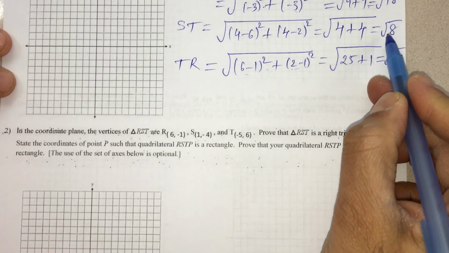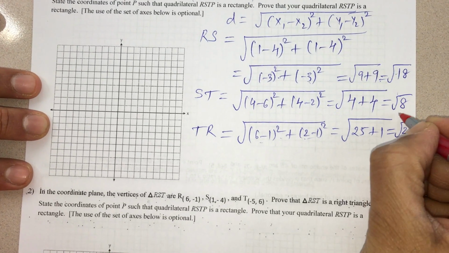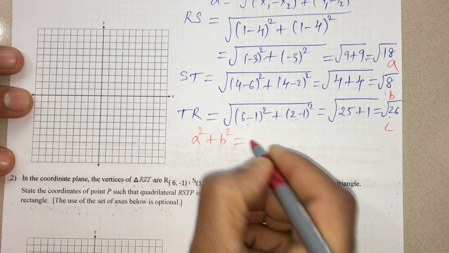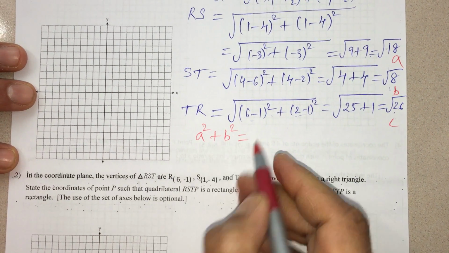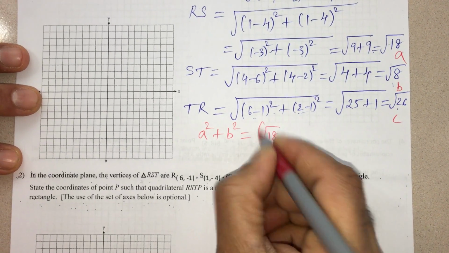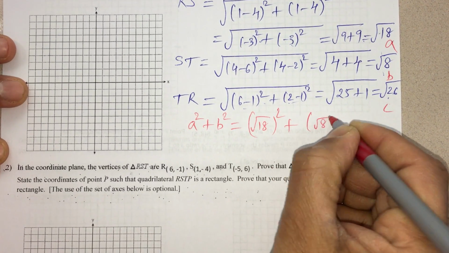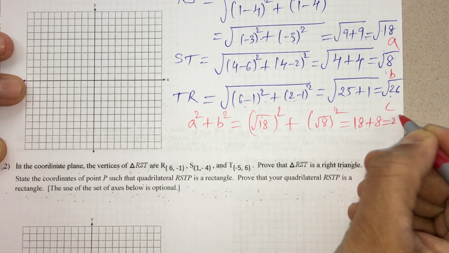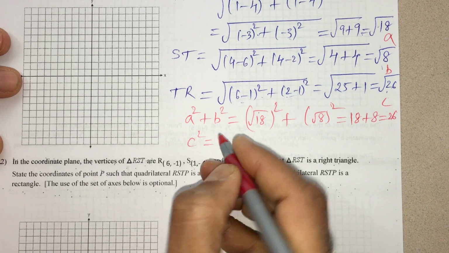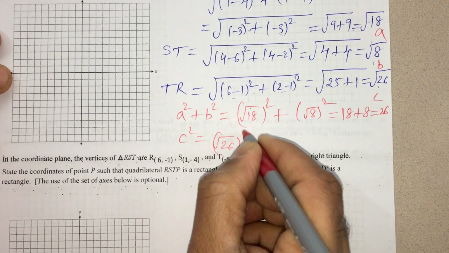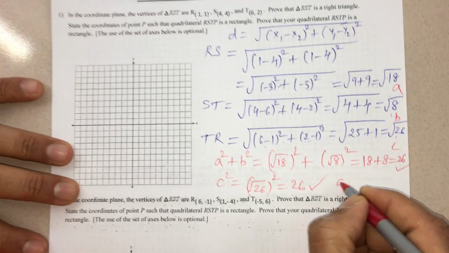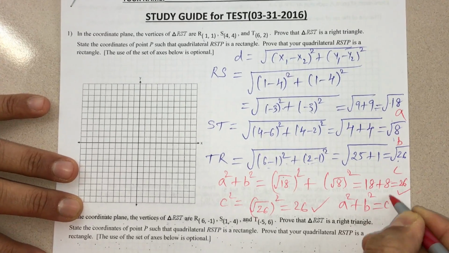See, this is bigger than these two. That's why I'm calling this C, whereas these are A and B. According to the Pythagorean theorem, A square plus B square must be equal to C square. So I am calculating A square plus B square first, which is root 18 square plus root 8 square. On squaring, the square root will go, and we get 18 plus 8, which is 26. In the same way, when I calculate C square, I get root 26 square, that gives me 26. If you check, this 26 and this 26 are equal. That means A square plus B square is C square.